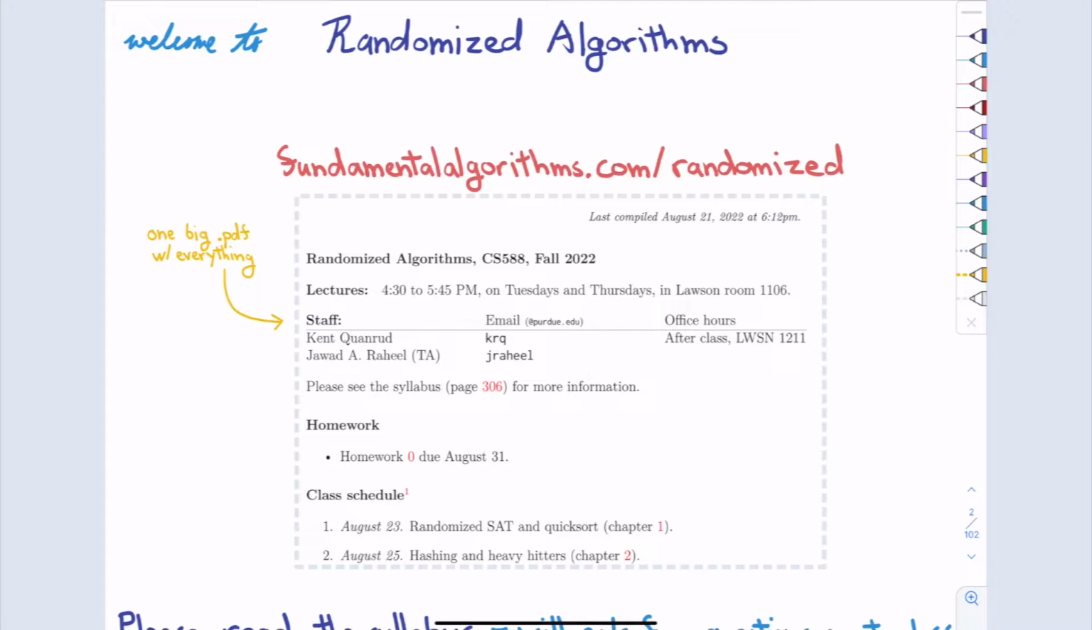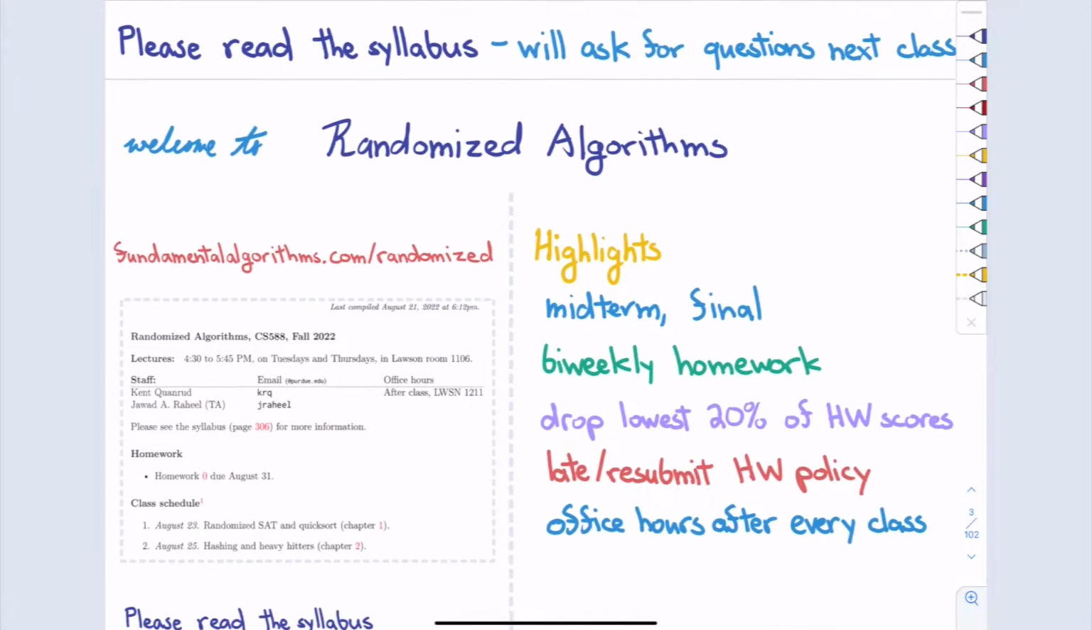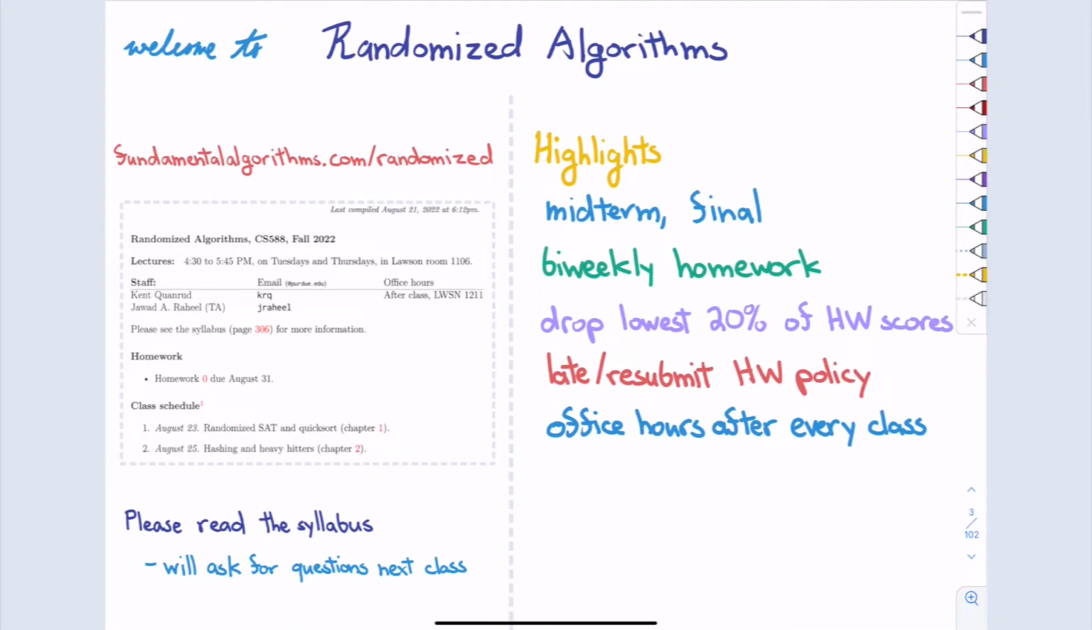Okay, so the course website is fundamentalalgorithms.com/randomized. It's basically one big PDF that will have everything in it, including lecture notes, homework, schedule. Go check it out later. In particular, though, there's a syllabus that I would like you guys to read over, at least the parts particular to the class and the university policy stuff that's the same for everyone. That's kind of boring. But let me mention just some quick highlights or things to keep an eye out for.